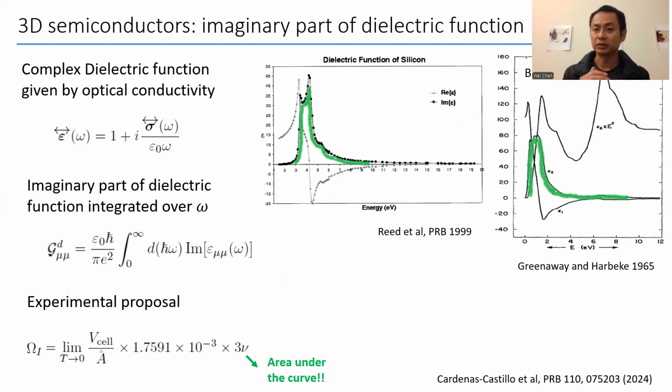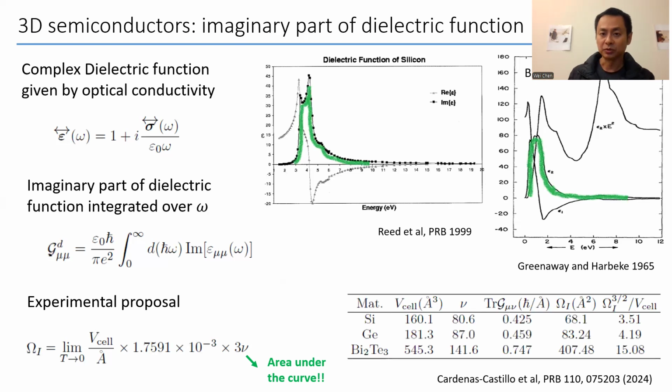And there's also some relation between the quantum metric and the topological order that has been discovered recently. Yeah. So using this raw experimental data, we can extract the spread for silicon, germanium, bismuth telluride in absolute scale, completely without any fitting parameter.